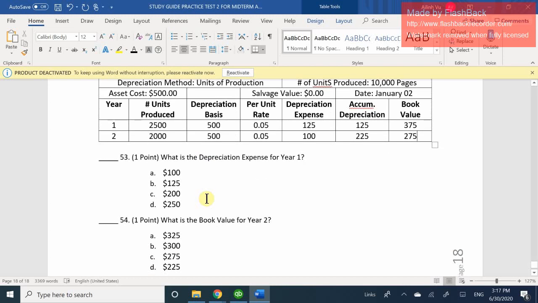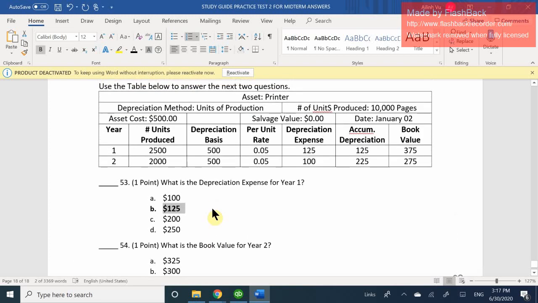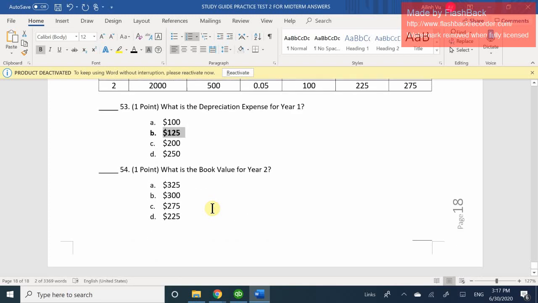Okay, so let's go ahead and finish this off. Number 53. What is the depreciation expense for year one? 125. Okay, and then what is the book value for year two? 275. 275 is correct, and that is C.